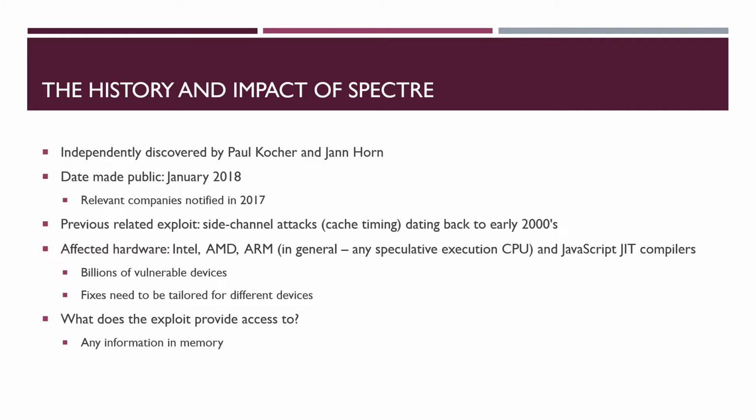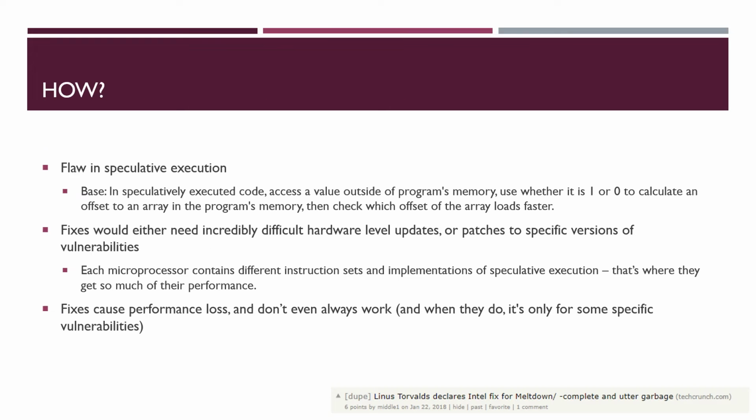Now, the affected hardware was Intel, AMD, ARM, really any speculative execution CPU, and additionally, JIT compilers, such as the JavaScript JIT compiler. There were billions of vulnerable devices, and because the speculative execution implementation differs between Intel, AMD, and ARM, fixes had to be tailored for different devices. And Spectre provides access to any information in memory, and so because of that, it gets considered a high caliber exploit.